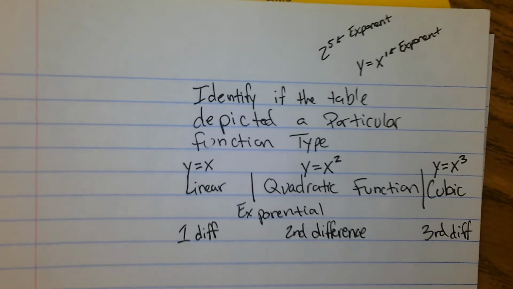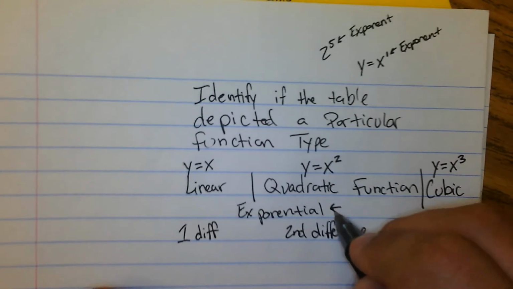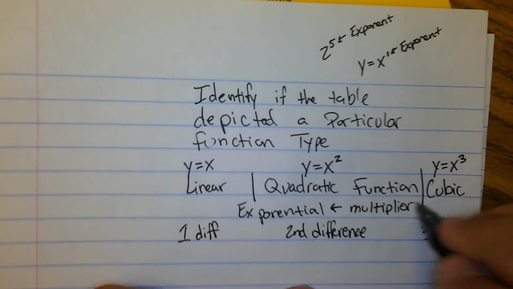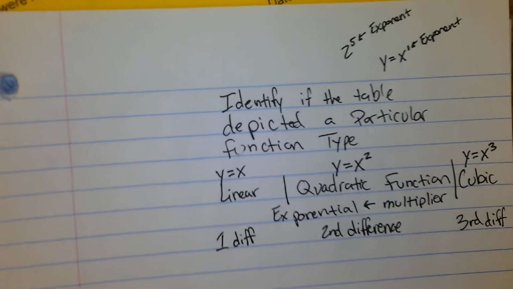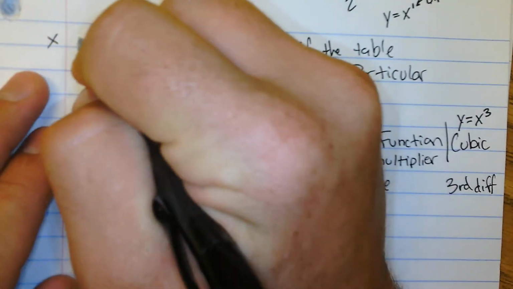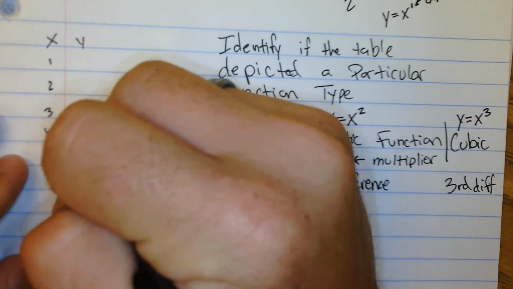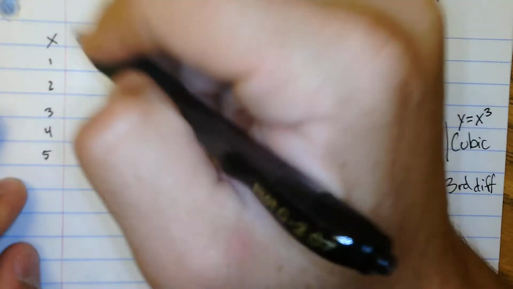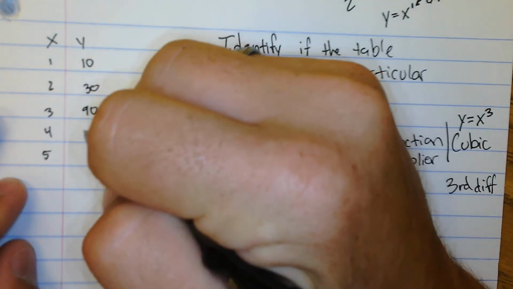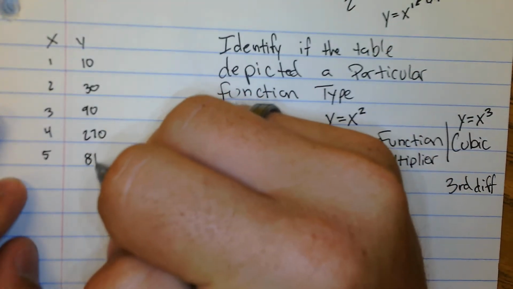Now, completely unrelated to first, second, and third differences were exponential functions. For exponential functions, we are looking for a multiplier. Okay, we're looking for a multiplier. For instance, say I had a table, x and y, 1, 2, 3, 4, 5. And my y values were 10, 30, 90, 270, and then 810.